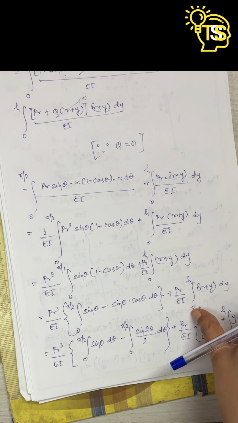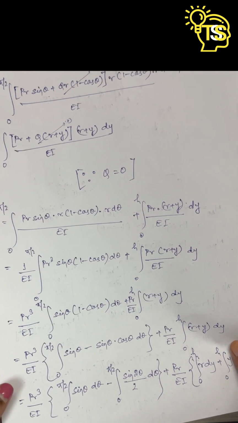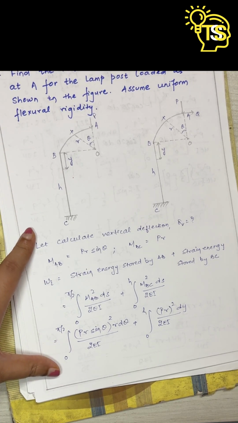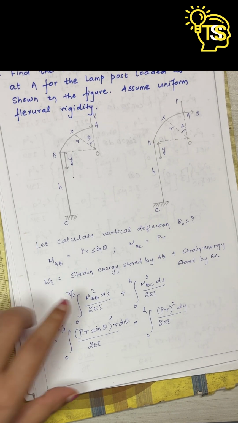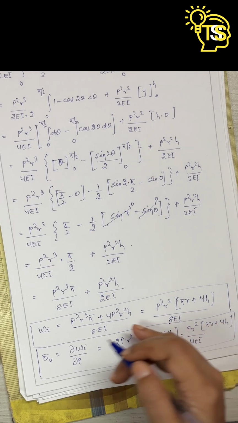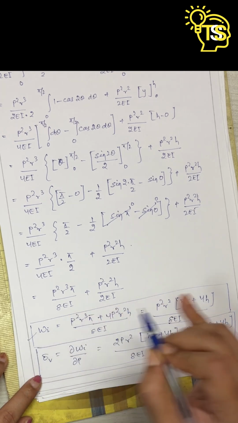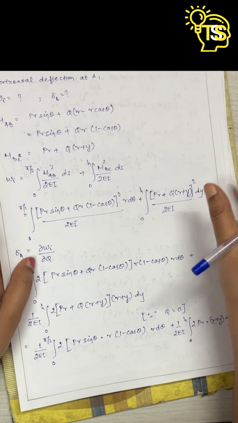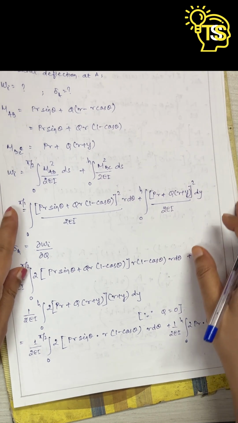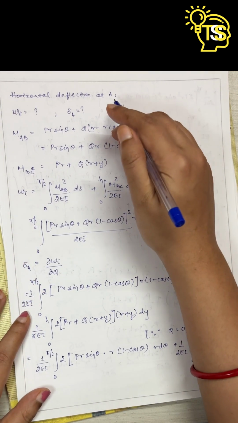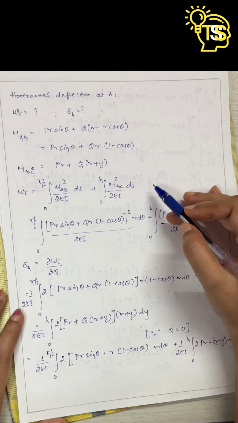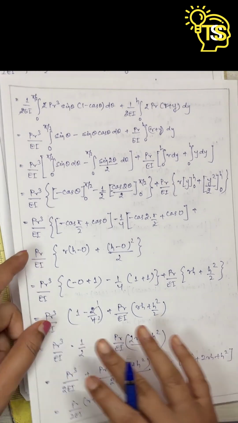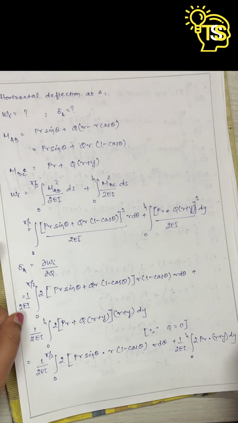If you want to note down the solution, you can note down this is the question and this is the solution for vertical deflection, and here we got the strain energy for vertical deflection, and here the value of vertical deflection, and here this is the solution of horizontal deflection at A. So this is the strain energy we got, and this is the horizontal deflection at A we got. If you want, you can note down the horizontal deflection.